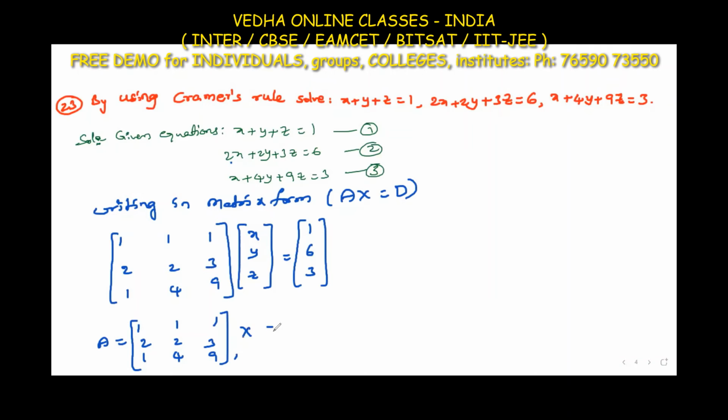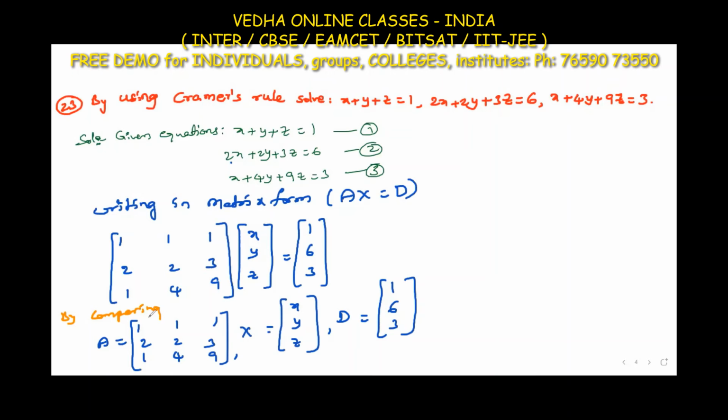And what is the X matrix here? The X matrix is the X, Y, Z matrix. And what is the D matrix here? D is nothing but 1, 6, 3. So we got these by comparing.